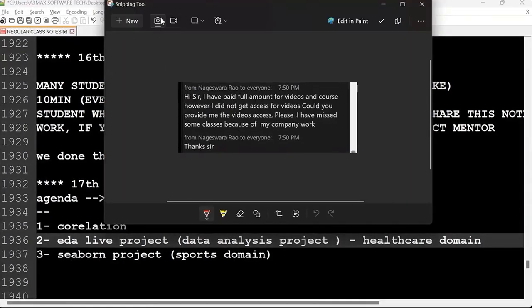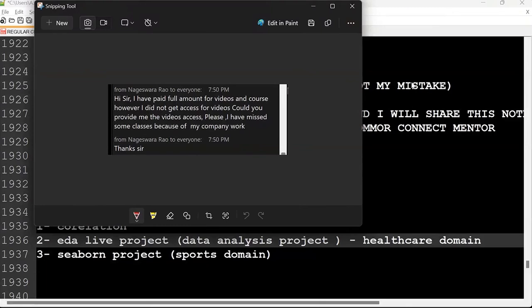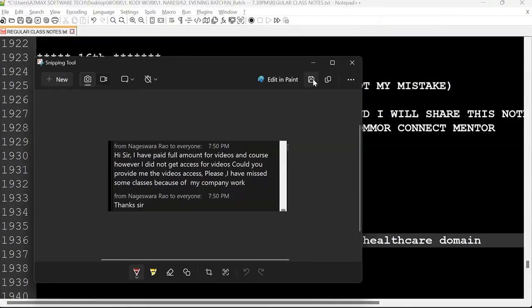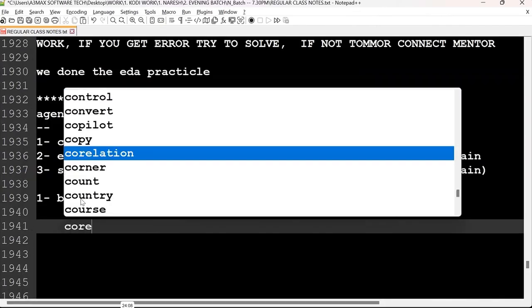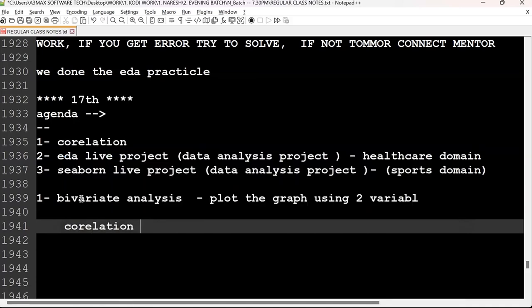Chart. Okay. One moment. Let me copy. Then we will generate a correlation.